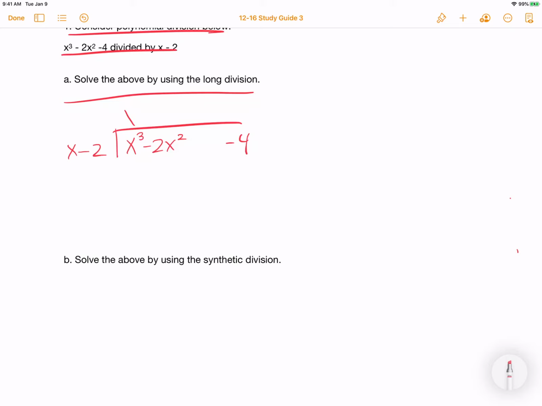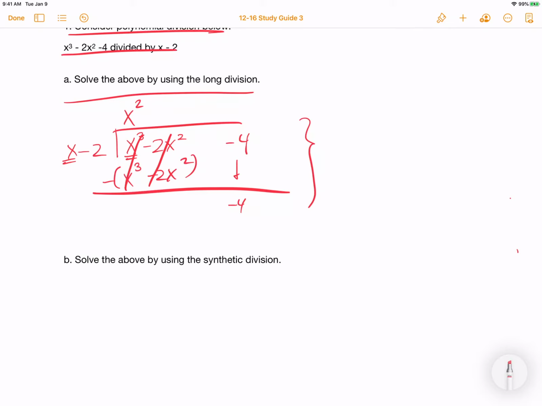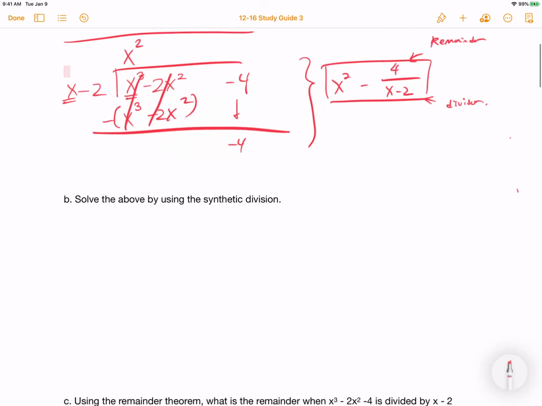Now, the number that you should put up here is x squared, obviously, because x fits in x cubed x squared amount of times. X cubed, and then you write minus 2x squared. And what you notice is that these two will completely cancel each other out. So then you bring down the minus 4 and say, okay, my final answer from this is x squared minus 4 over x minus 2. The way that we write it is we always put our remainder on top over our divisor. This will be the complete answer for part A.